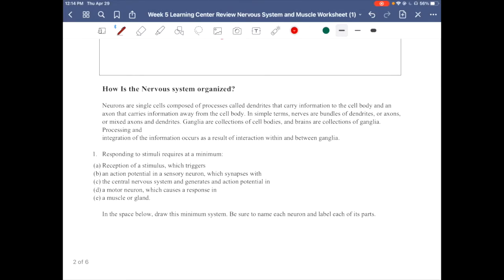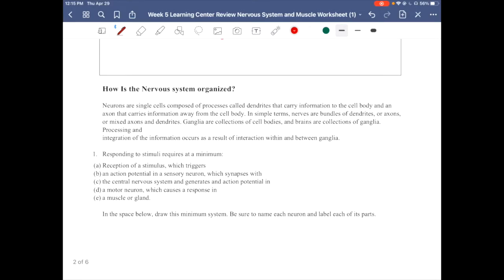All right, so next we're going to be looking at how the nervous system is organized. I'll just read this out because it's useful information. Neurons are single cells composed of processes called dendrites that carry information to the cell body, and an axon that carries information away from the cell body. In simple terms, nerves are bundles of dendrites or axons, or mixed axons and dendrites. Ganglions are collections of cell bodies, and brains are collections of ganglia. Processing and integration of information occurs as a result of interaction within and between the ganglia.